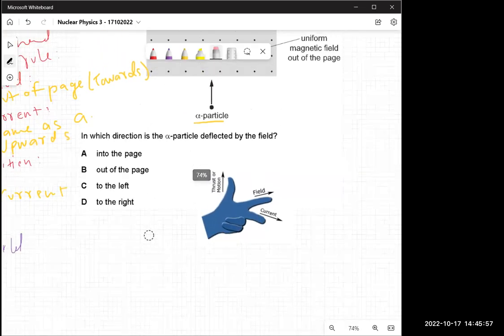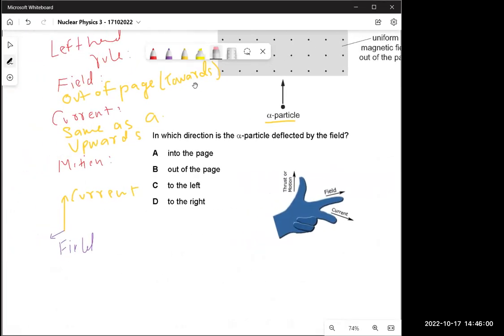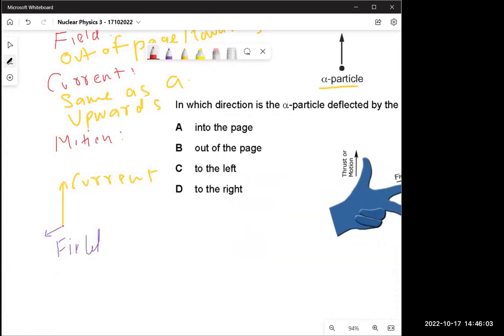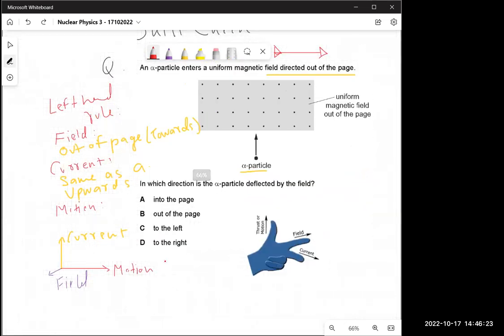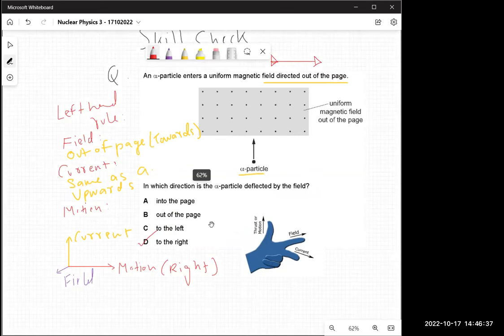Now, I'll show you a trick after we're done with all of this. You don't have to use a hand for this, but not right now. You have to be comfortable with your hand first, then I'll tell you how to find it in another way, something you can do with your scale. But that's afterwards. Now the motion says to the right. So what is the answer to the question, Anas? D. That's how you do this one.